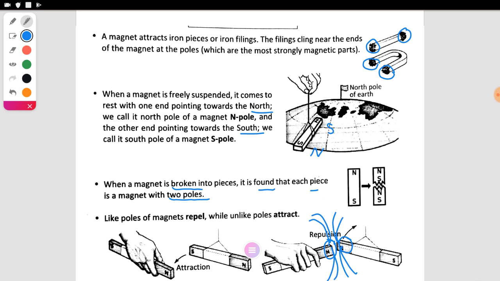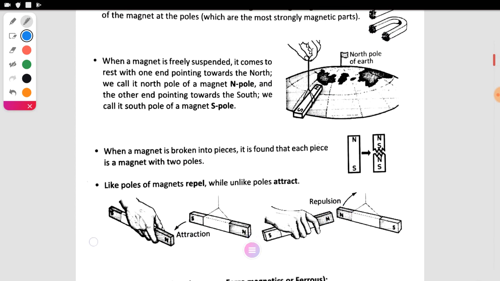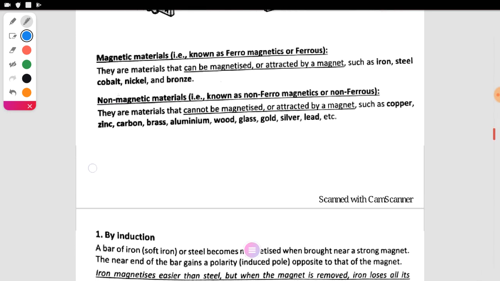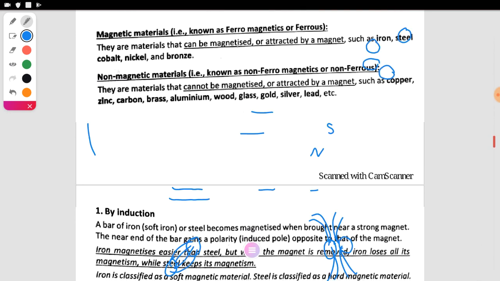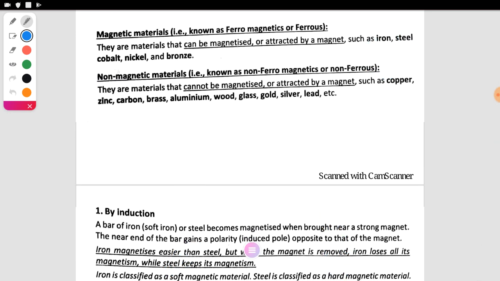While if we have a south pole with a north pole, attraction takes place due to the presence of a magnetic field between them. From this we observe that there are materials called magnetic materials and other substances that are not magnetic materials.